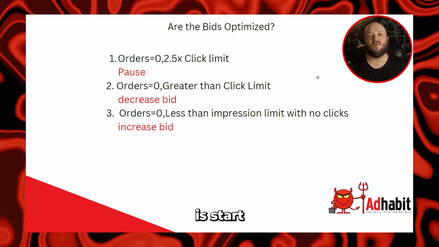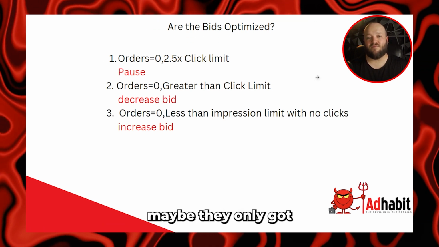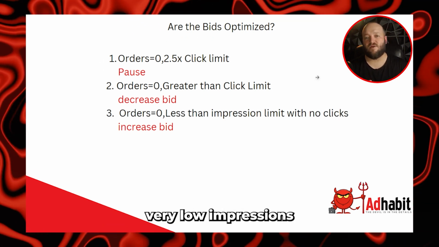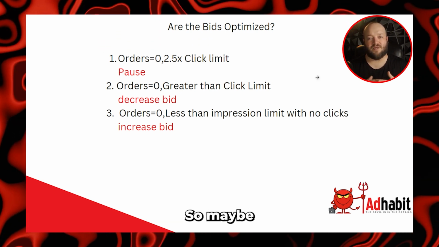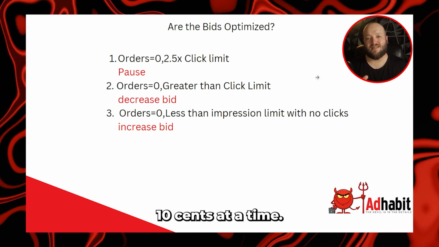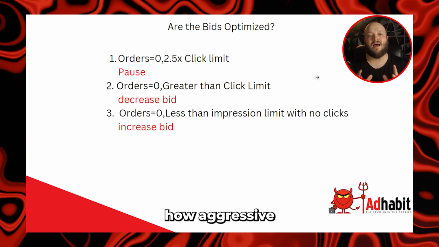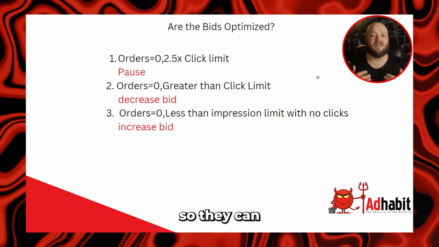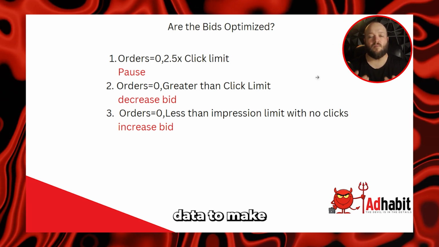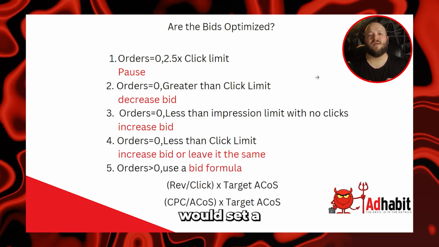Now, the third step you want to do is start to inch up targets that don't have enough data. Maybe they only got a couple of clicks, they have very low impressions, and maybe you need some more data. So maybe start to inch it up 10 cents at a time, 10 cents a day, 10 cents a couple days, maybe 25 cents, depending on how aggressive you want to be. You want to start to inch these up so they can get more data, so you have more data to make a decision on. And what I would do here is I would set a max bid.